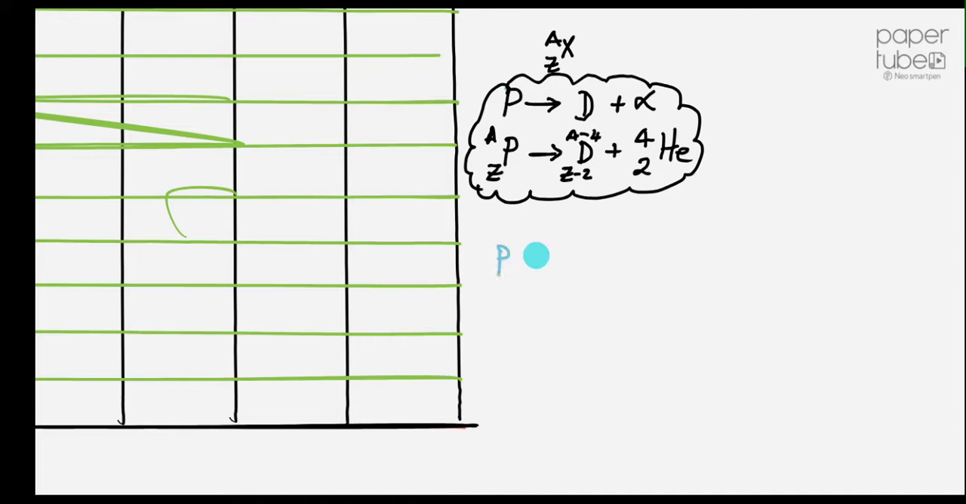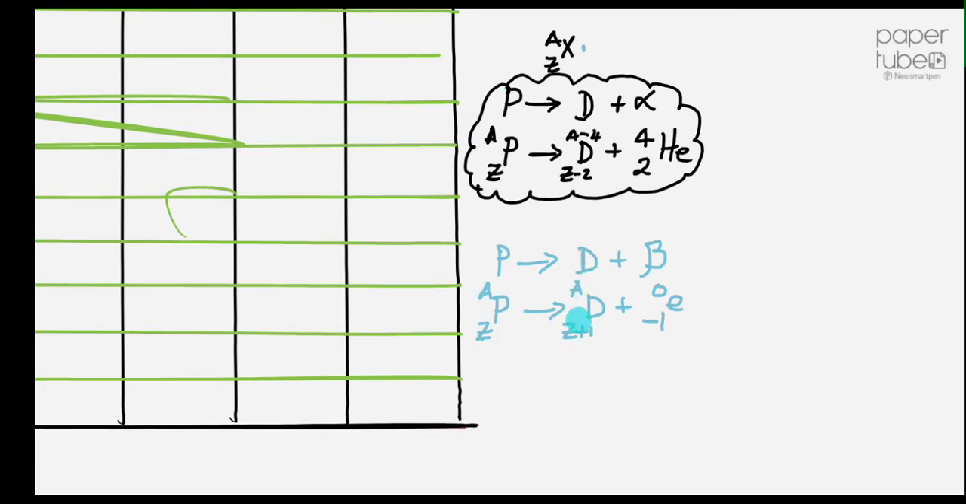There's your parent, goes to your daughter, plus the beta particle. That's the generic rule. There's the parent, there's the daughter, and there's the beta particle, not E minus 1. Now remember, go back up here, how we look again. A cross Z. So that's A and that's Z. That's the number of protons and that's the number of nucleons. So that must be Z plus 1 and that's A.